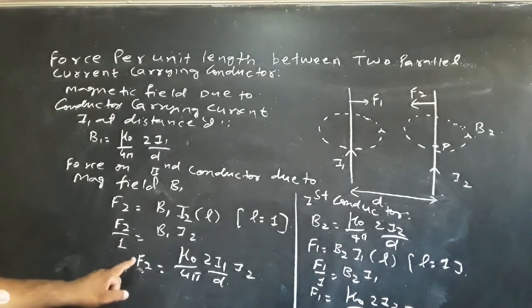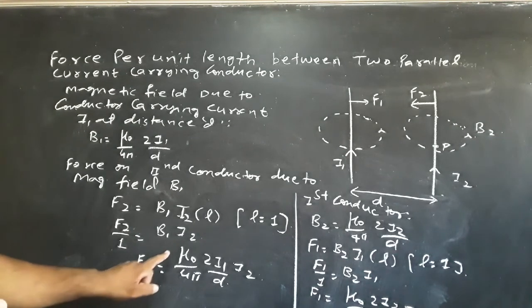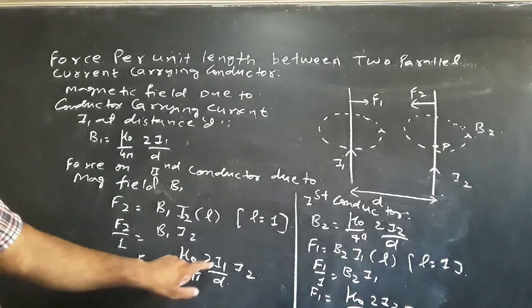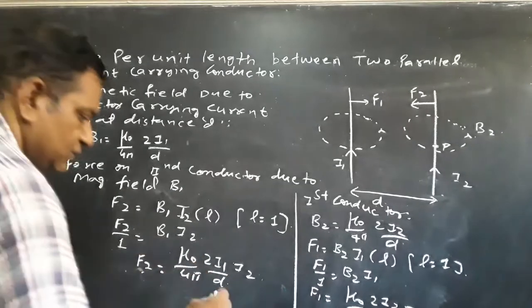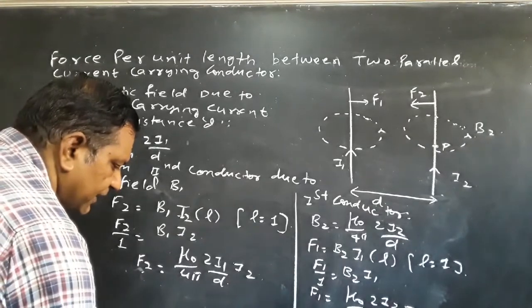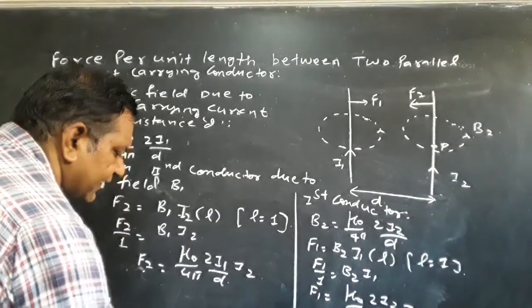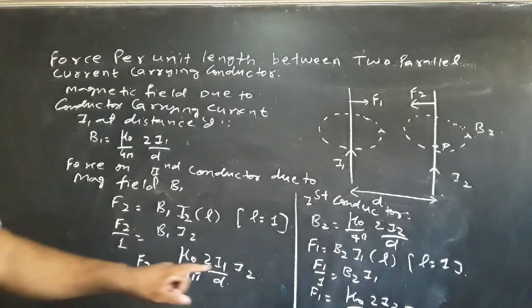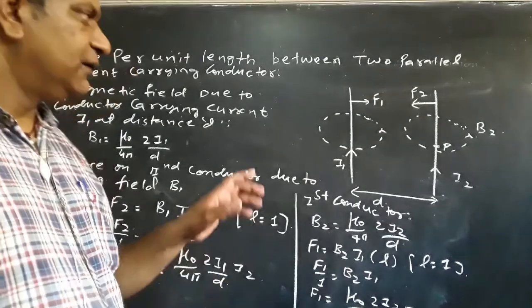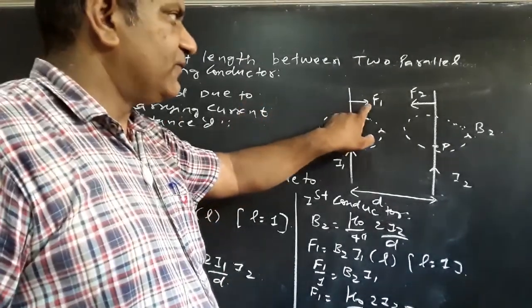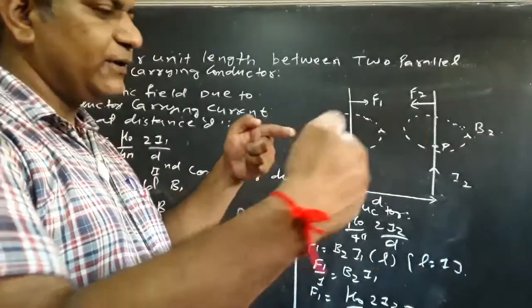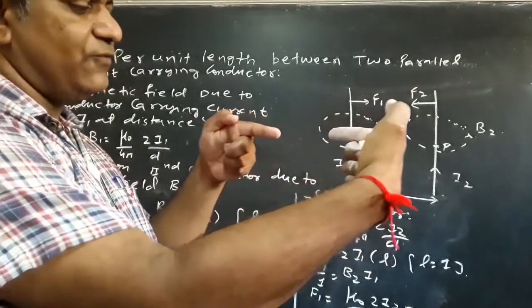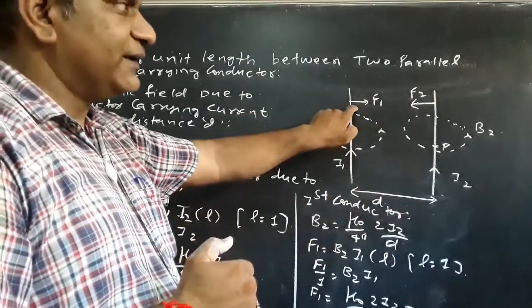The magnitude of the force per unit length on the second conductor is mu naught upon 4 pi into 2 I1 I2 upon D. Now from this derivation you can see that the force per unit length on both the conductors is equal. F2 and F1 both are equal here. Now the direction of F1 is this, the direction of F2 is this. So according to this direction, F1 and F2, they will attract each other.